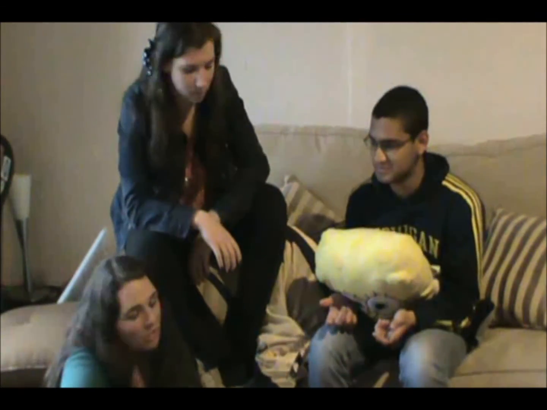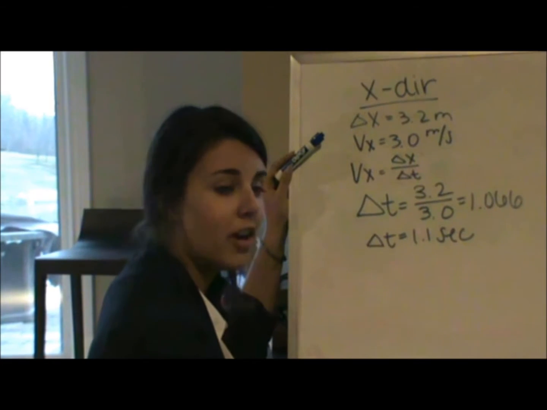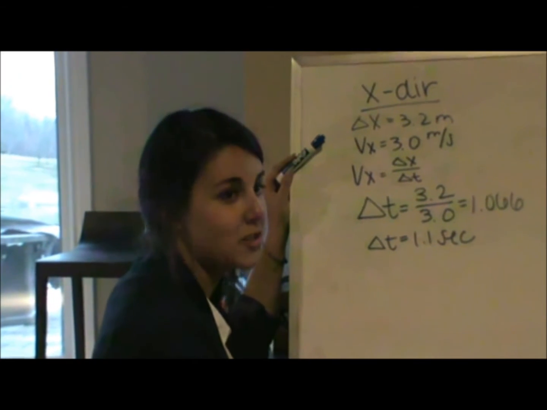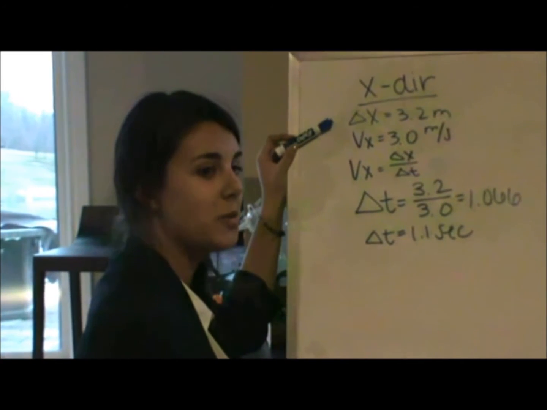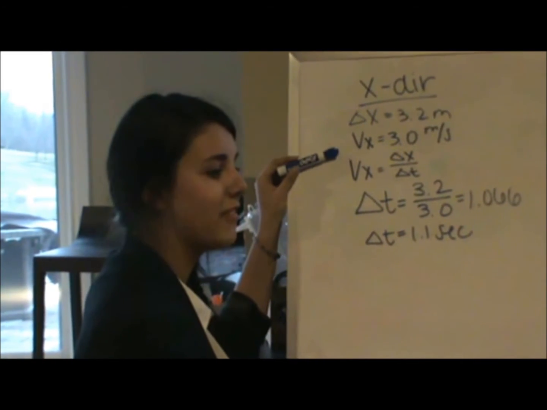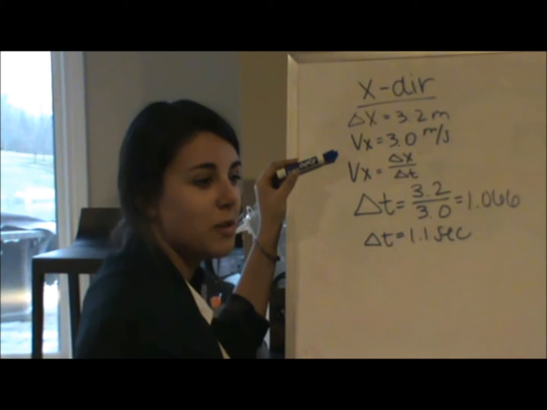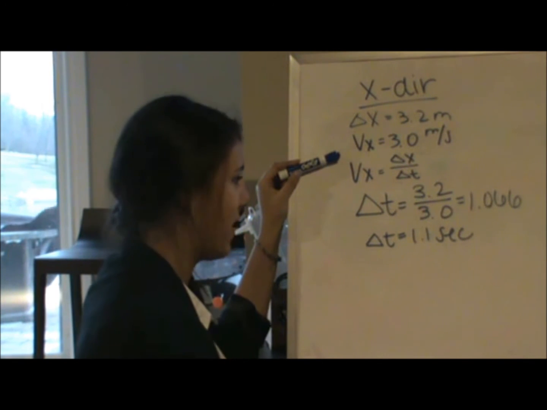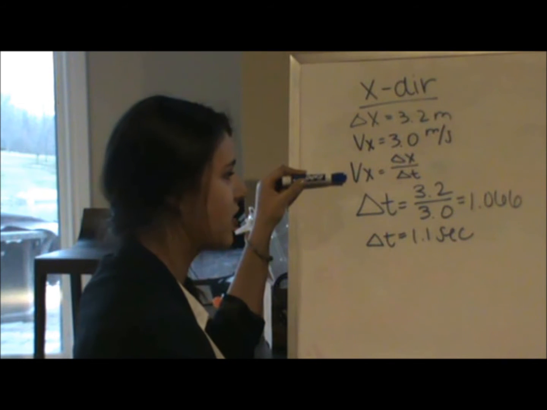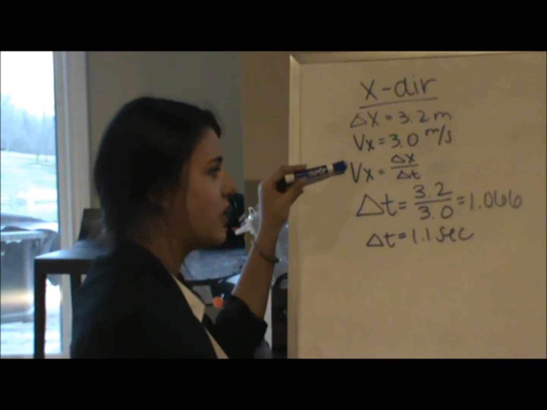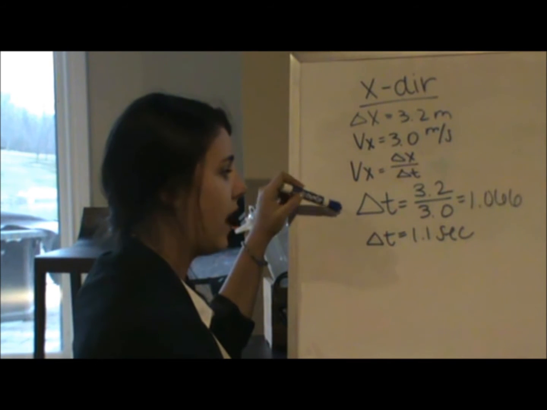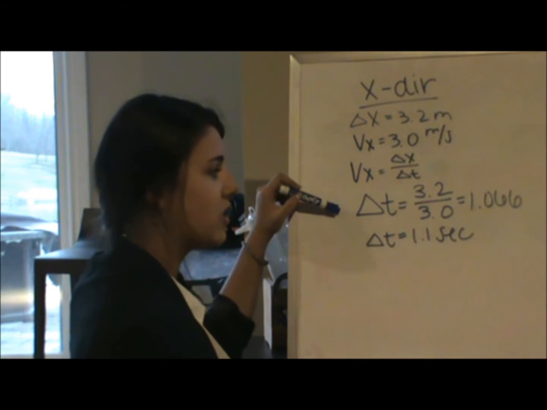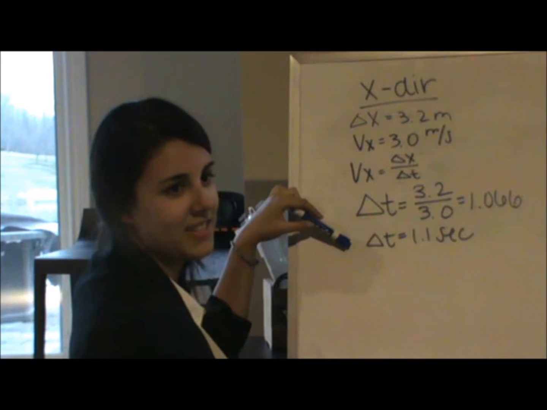Can you show me? Sure, let's go to the whiteboard. We already know that you have to split it into the x and y direction, so let's start with the x direction. You know that your change in position equals 3.2 meters, and the velocity in the x direction equals 3.0 meters per second at a constant rate. The velocity in the x direction equation equals the change in position over the change in time, and you're solving for the change in time, which is in both the x and the y direction. So the change in time is 1.1 seconds.